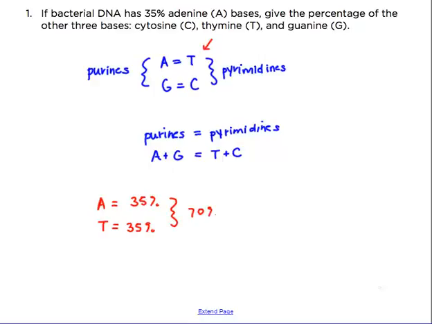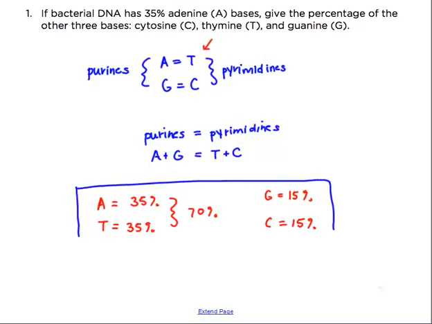Now this totals 70%, which means out of 100, there's only 30% left. Because G and C have to be equal to each other, we divide 30 by 2, and therefore we get that G equals 15% and C equals 15%. And then if you add these together, for A plus G, 35 plus 15 is equal to T plus C, which is another 35 plus 15. So these are the total percentages of all four bases in the DNA of this bacteria.